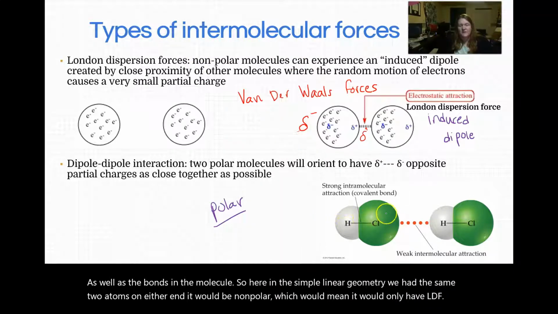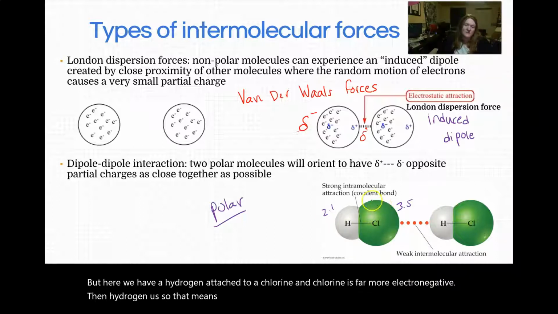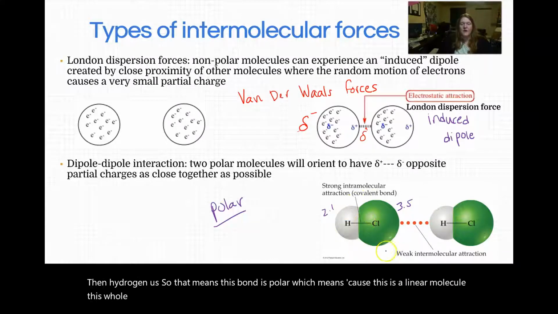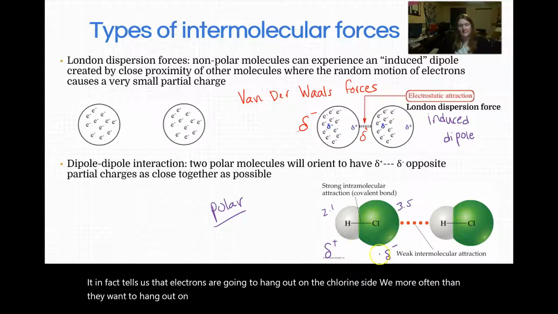But here we have a hydrogen attached to a chlorine, and chlorine is far more electronegative than hydrogen is. So that means this bond is polar, which means, because this is a linear molecule, this whole molecule is polar. It in fact tells us that electrons are going to want to hang out on the chlorine side way more often than they want to hang out on the hydrogen side.